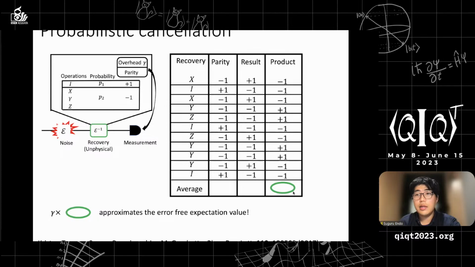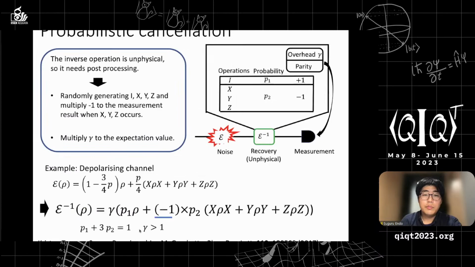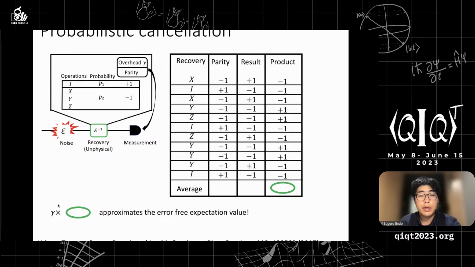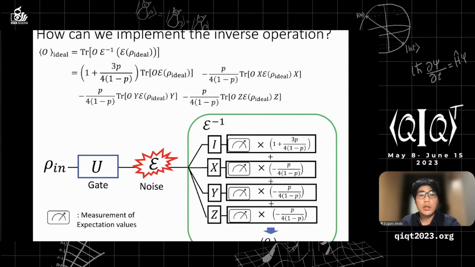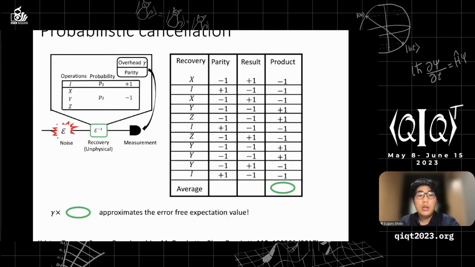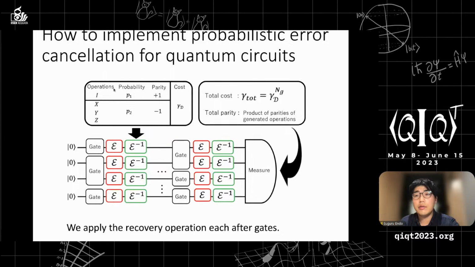Because we have the overhead coefficient gamma here, we finally multiply this gamma to the average of the product, and this approximates the error-free expectation value. This actually does the same thing as this one when we consider the expectation value of the observable. But by introducing this strategy, we can also apply this technique, probabilistic error cancellation, during the circuit computation.